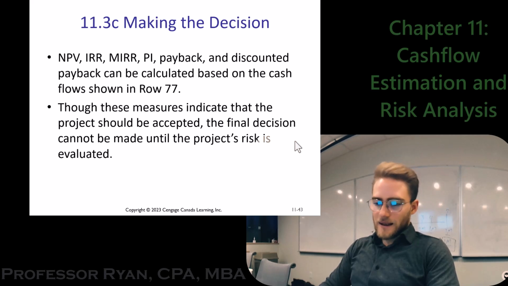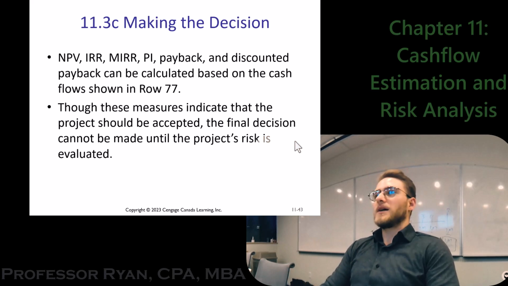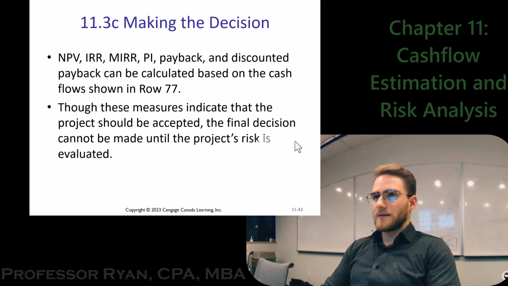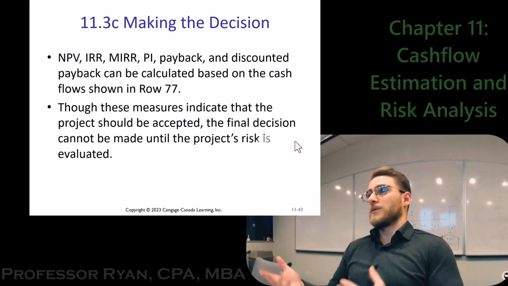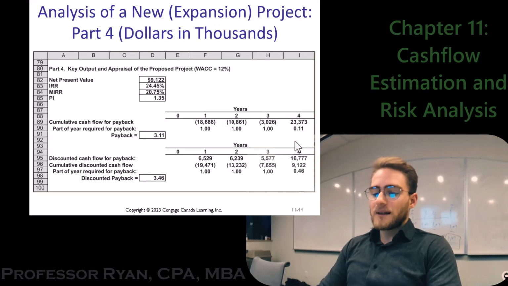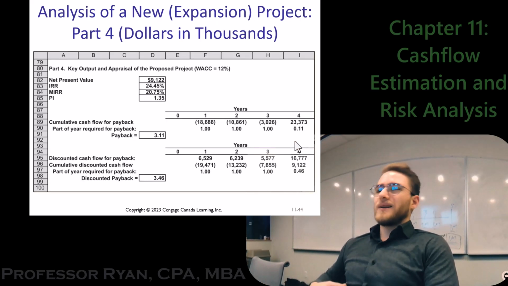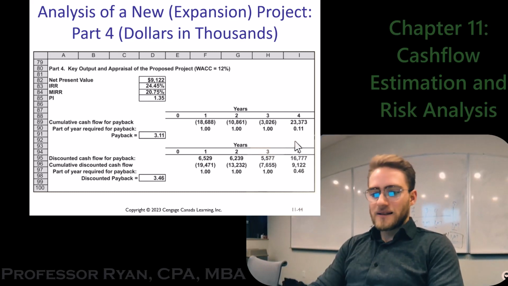Now these may indicate that the project should be accepted, but the final decision cannot be made until the project's risk is evaluated. This also doesn't replace sound decision making, right? You have to factor in qualitative factors as well, not just quantitative. So if it's not aligned with your mission and vision, maybe you don't accept it, even if you are earning 24%, right? But then this would also be the payback period. I decided to keep it simple. We've already done this in the previous class, but this is what it would be. So an undiscounted payback period for this project over 4 years would be about 3.11 years. And if we did discounted payback on this project, it would be about 3.46 years to pay back the project.